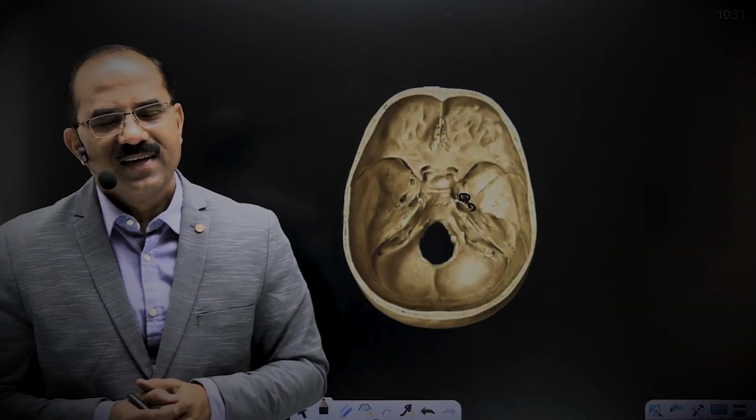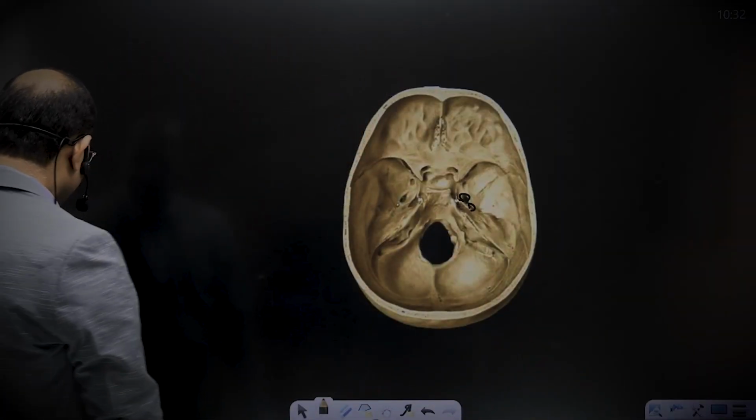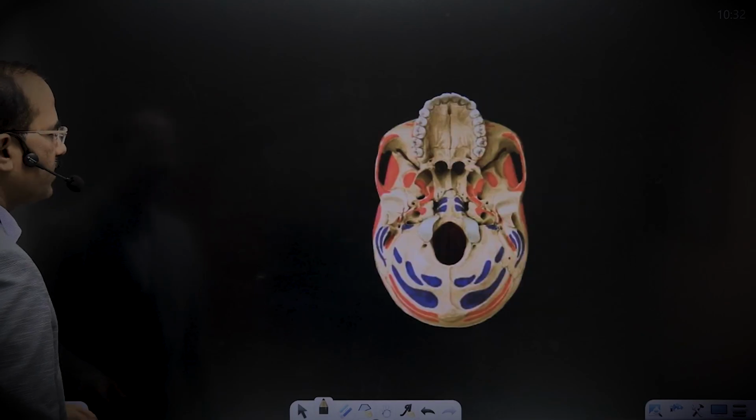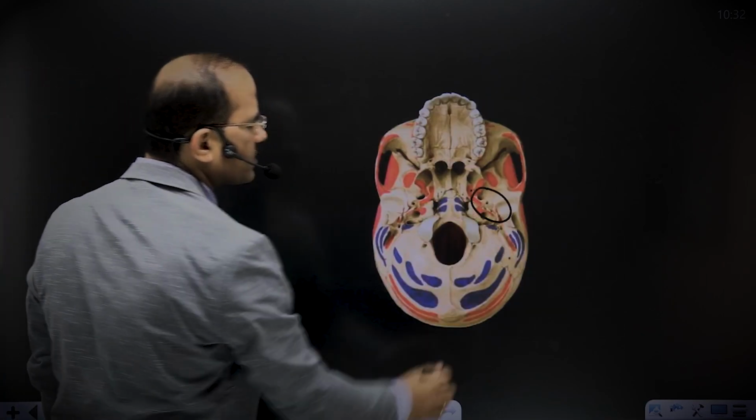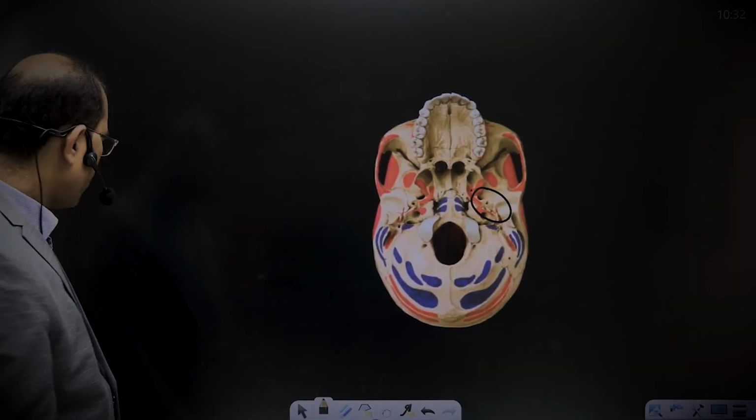Perfect. And below, the infratemporal fossa is open. There's nothing to communicate with. Okay. Have a look at this slide. That's a greater wing of sphenoid here. So this is going to form the roof of the infratemporal fossa.